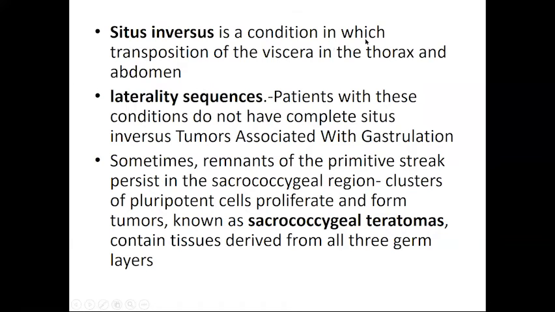Situs inversus can occur as a condition in which there is transposition of viscera, that is, left viscera go to the right and right go to the left in the thorax and abdomen. In laterality sequences, patients with these conditions do not have complete situs inversus. It is not necessary that everything is on the opposite side, that the lung or kidney on the left is on the right and the right is on the left, or that all structures from top to bottom are on the opposite side. It can be a mixed arrangement. That is laterality sequences. Sometimes remnants of the primitive streak persist in the sacrococcygeal region, proliferate and form sacrococcygeal teratomas.